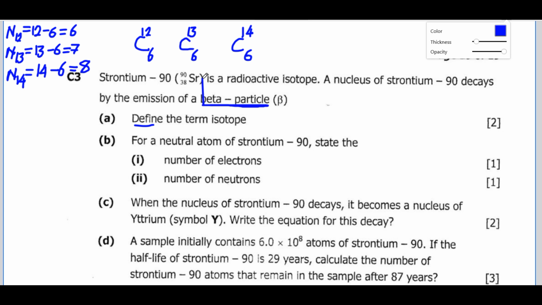From the three atoms of carbon, we can conclude that what was different was the number of neutrons. Therefore, we can define an isotope as atoms of the same element having the same atomic number but different numbers of neutrons. I know we are familiar with saying it with different mass numbers, but what makes the mass number differ is the difference in the number of neutrons.